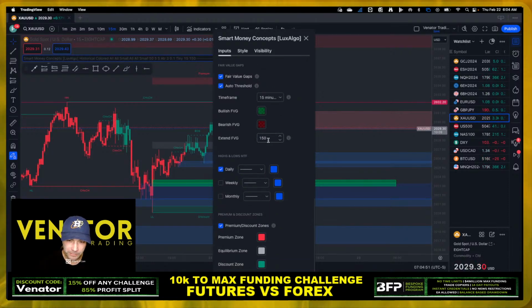You can show how far out you want the fair value gaps to print, like how many bars out the fair value gap will print. Once price goes through a fair value gap, it takes it off the chart. Previous day high, low, previous week high and low, previous month high and low, and you can put all of the colors on there. And then your premium and discount zones.